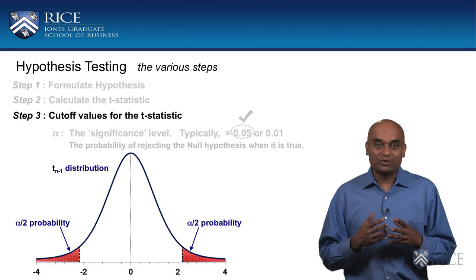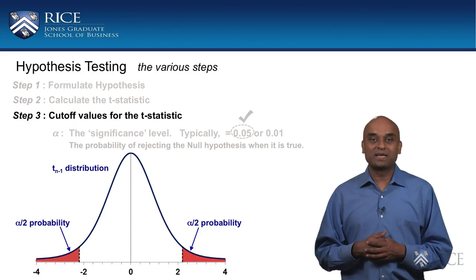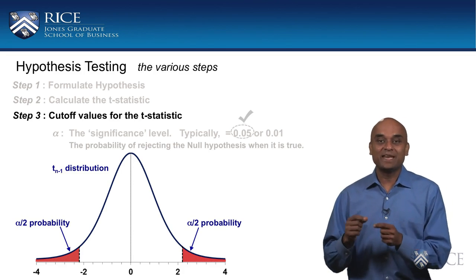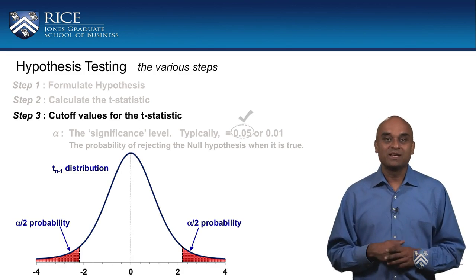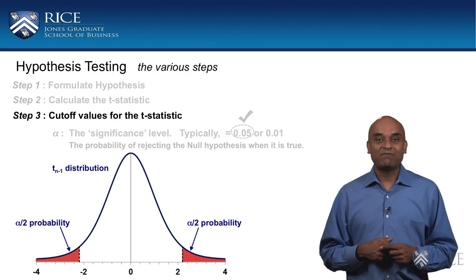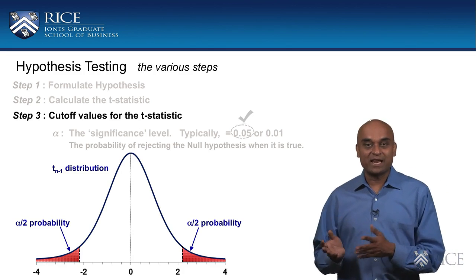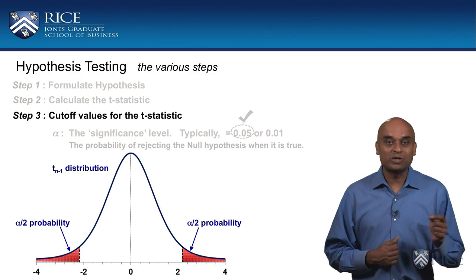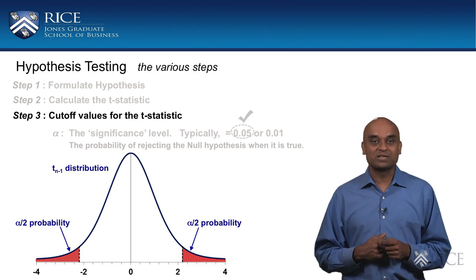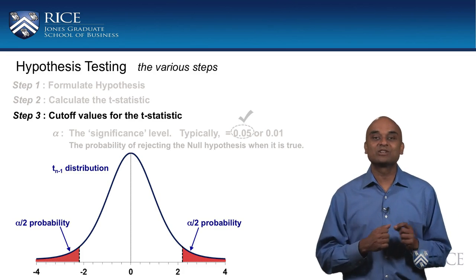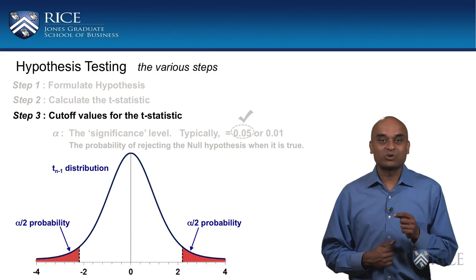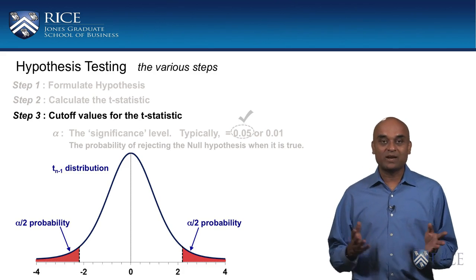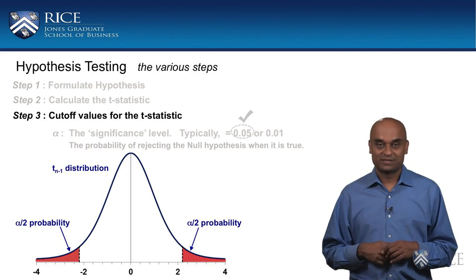So, our cutoff values for the t statistic, denoted by t cutoff, are those values in the t distribution with n minus 1 degrees of freedom that cut off alpha by 2 probability to the right and alpha by 2 probability to the left. Remember, this is a two-tailed test with one rejection region on the right and one rejection region on the left. Hence, the total rejection probability of alpha gets equally divided across the two rejection regions.